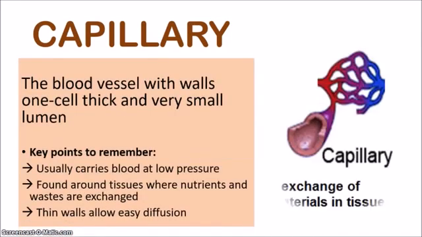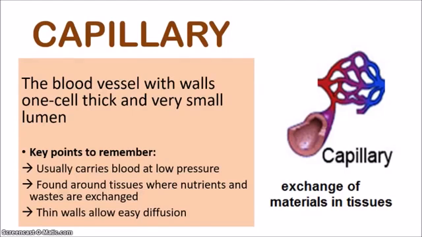Alright, let's look at the final blood vessel, the capillary. Now, the capillary, this is the smallest of the bunch. The smallest blood vessel, and the walls are made up of one cell only. So very, very thin walls, and they have a very small lumen. So the key points to remember about the capillaries is that they usually would carry blood under low pressure, and they're found around tissues where nutrients and waste are exchanged.